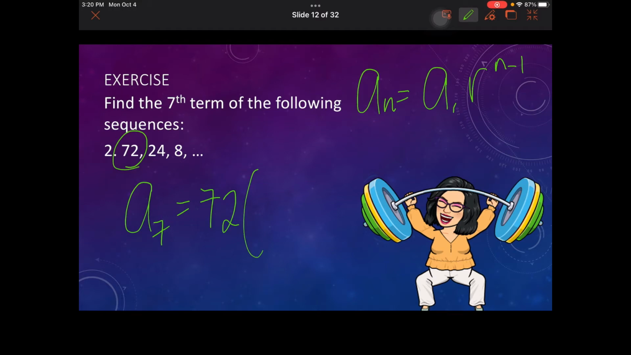Ang ating r, if you notice, paliit ng paliit yung value ng ating terms. Ang ibig sabihin nito, fraction po ang ating r. And in this case, it's going to be 1/3. And then we're going to raise it to n minus 1, which is 6. And then if we do our calculations, ang makukuha po dapat nating sagot ay 8/81. Yay! Did you get the same answer?